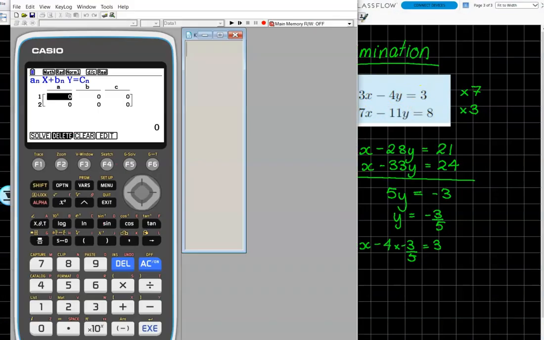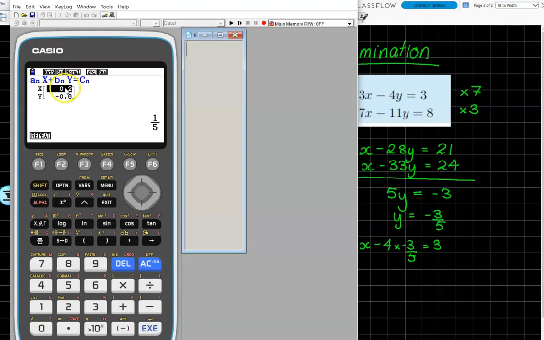So we come back over here, we go 3, and enter, -4, and enter, and then 3 and enter. And no surprises, what are we going to do for the second one? 7, enter, -11, enter, and of course 8. Okay, now you can either press enter again or you could press solve. Doesn't matter, either will work.